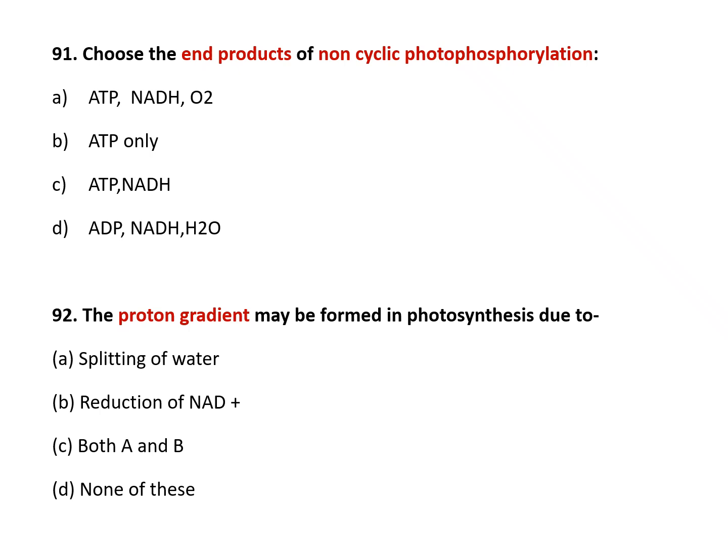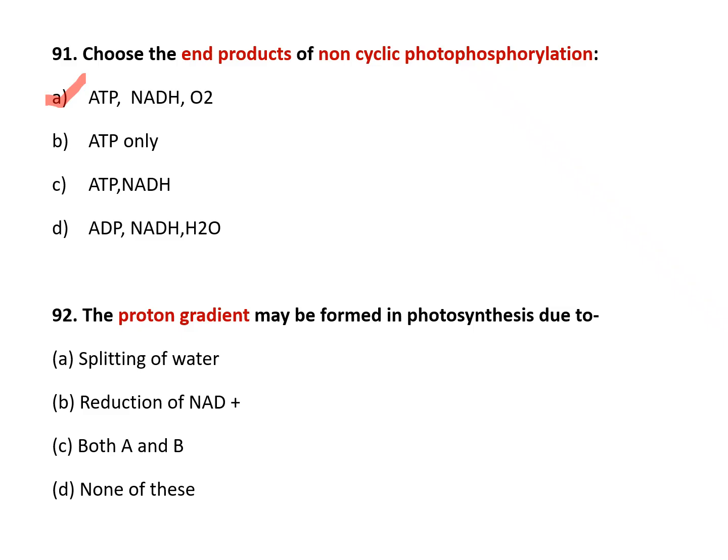The next question, number 91. Choose the end product of non-cyclic photophosphorylation. Option A, ATP, NADPH, oxygen. Option B, ATP only. Option C, ATP and NADH. Option D, ADP, NADH and water. The correct answer is option A, ATP, NADPH and oxygen.